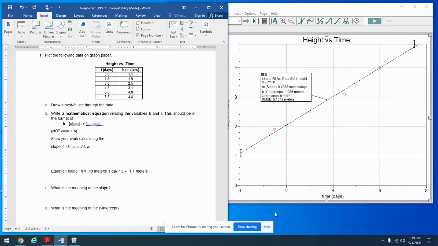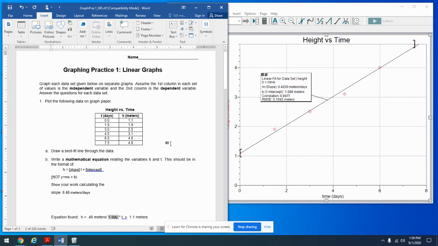Okay, now we get into the real important stuff here. What is the meaning of the slope? What does this mean? 0.48 meters over days per day, or I put the 1 in there because I think that helps us understand what the meaning is. We're going to read the meaning of a slope from the bottom up, starting here. For every 1 day, what are we measuring the height of?